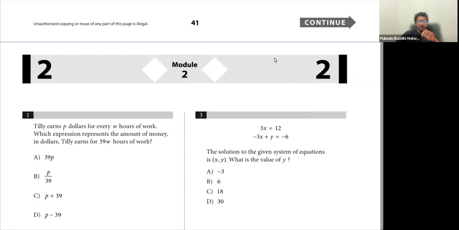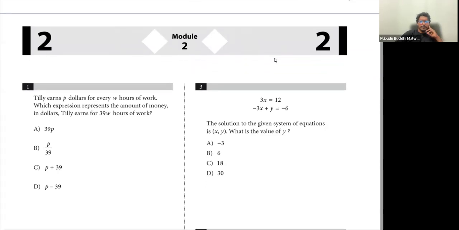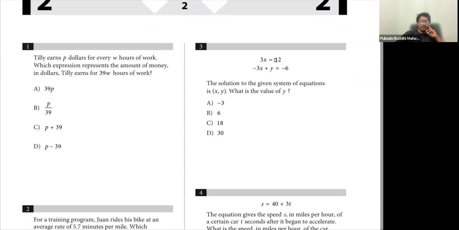Right. So I'm going to discuss a few questions from the SAT mathematics section. Let's try a few. So first of all, the third question, we need the y value here.